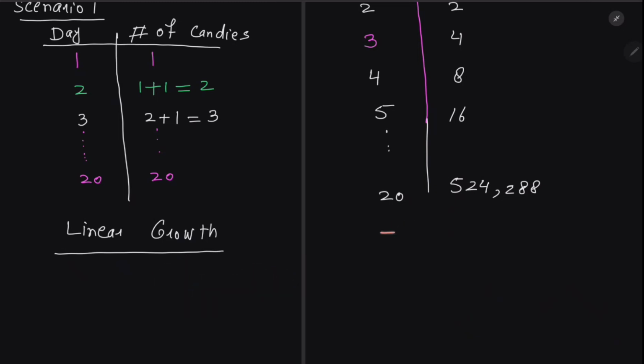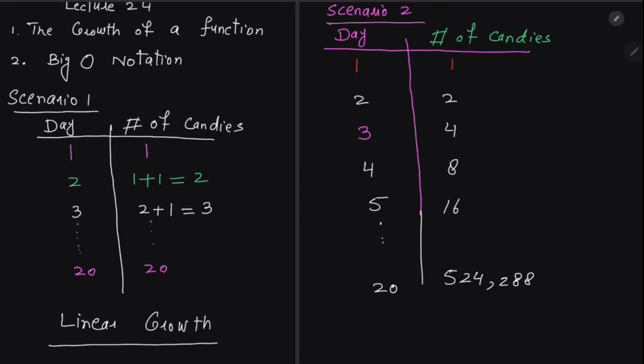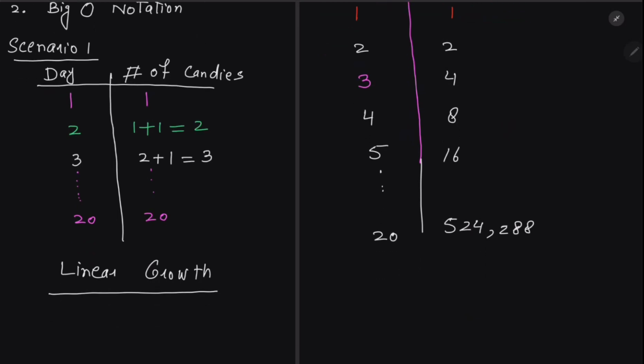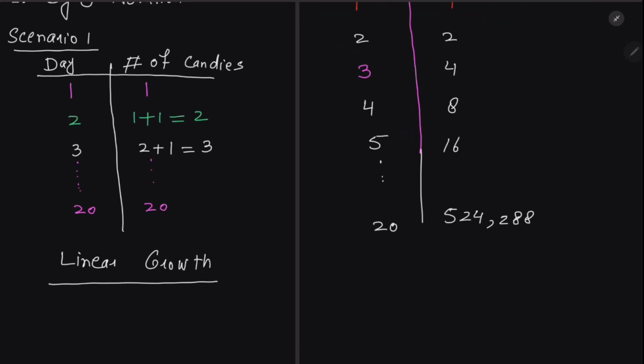What happened on the right hand side? This is not a linear growth. As you can see, as the number of days increases, the number of candies increases exponentially, almost doubling each day. Such a thing is called exponential growth. There is a huge difference between these two.